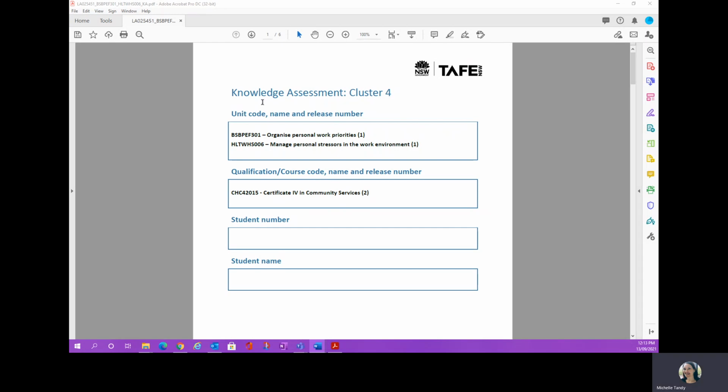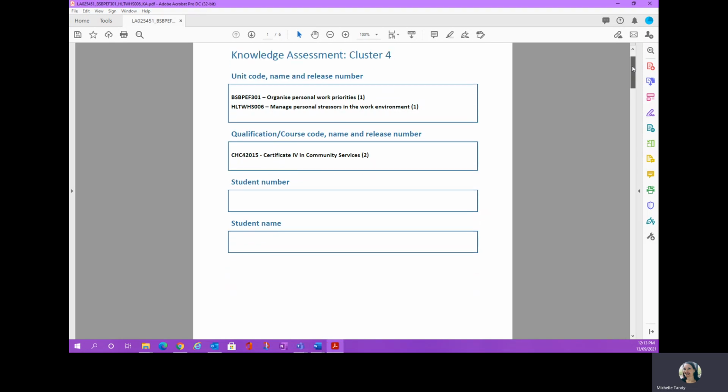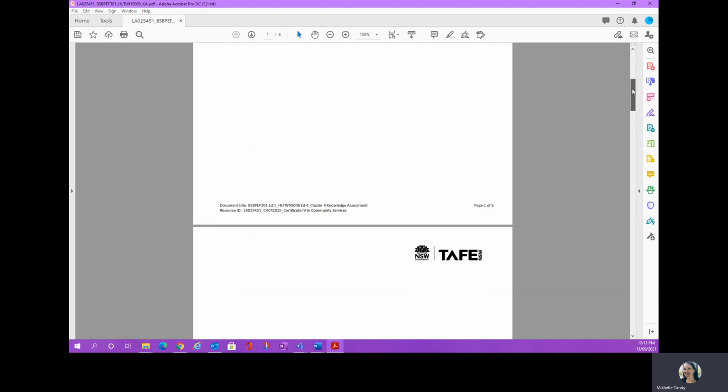So first things first, please make sure that you have put your student number and student name on the first page of the assignment. This is really important so that we can identify your work and just a good habit to get into.